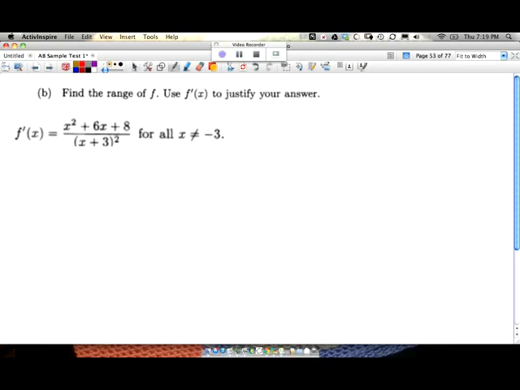We're already on part B. Look how fast that was. Find the range of f. Use f prime of x to justify your answer.